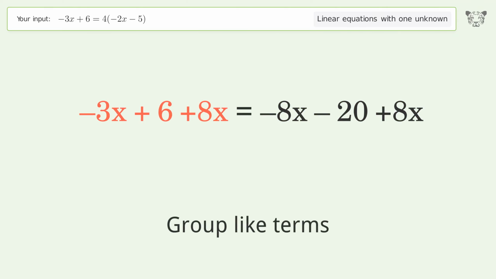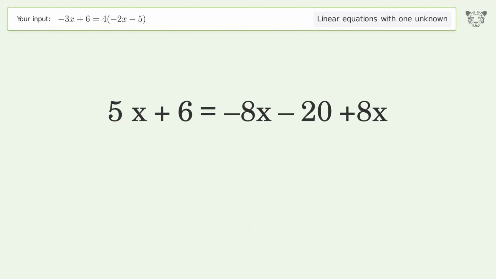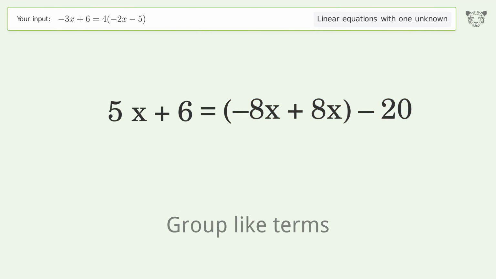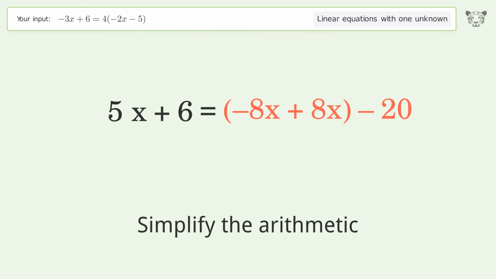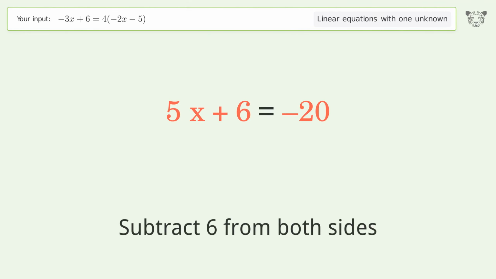Group like terms. Simplify the arithmetic. Group like terms. Simplify the arithmetic. Group all constants on the right side of the equation. Subtract 6 from both sides.